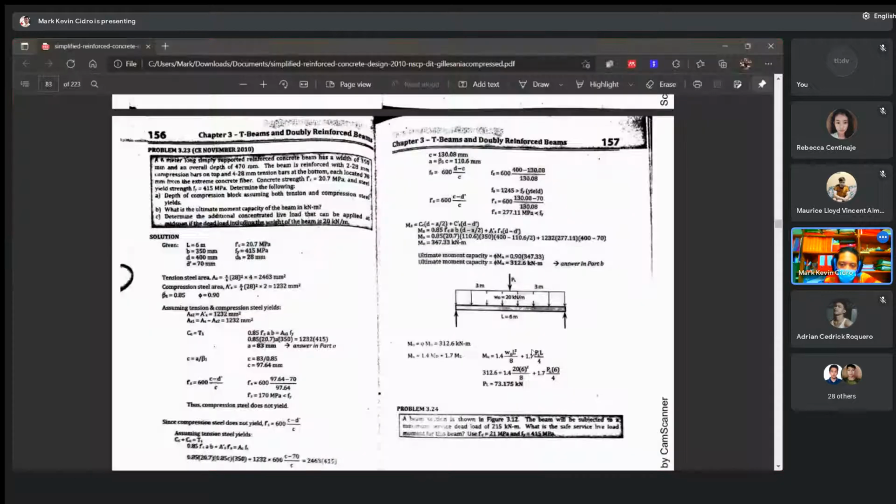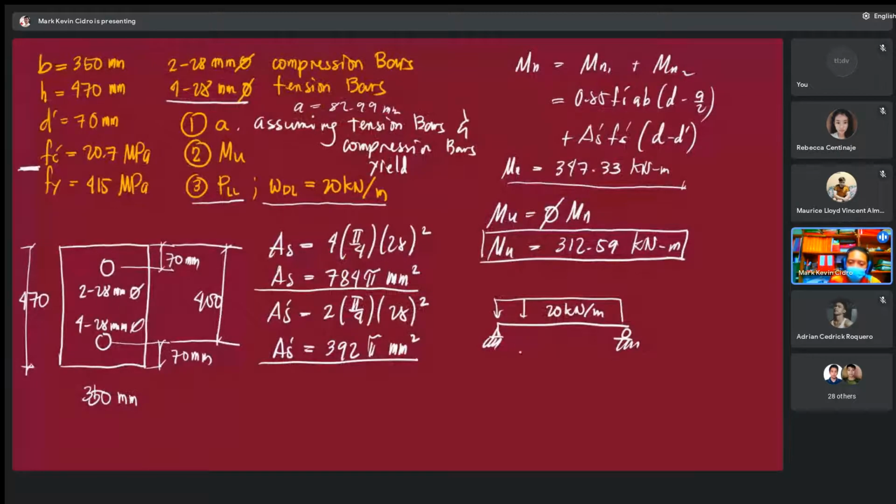Check ko ha, kung span. Ano ito niya? 6 meters. 6 meter long simply supported reinforced concrete beam. So the value is 6 meters, yung span. Okay. So, tapos may daw concentrated load. Amo ini ang PLL or the live load. Pero daw its magnitude hini. Okay? Take note, ang capacity, ang ultimate moment capacity is this one.